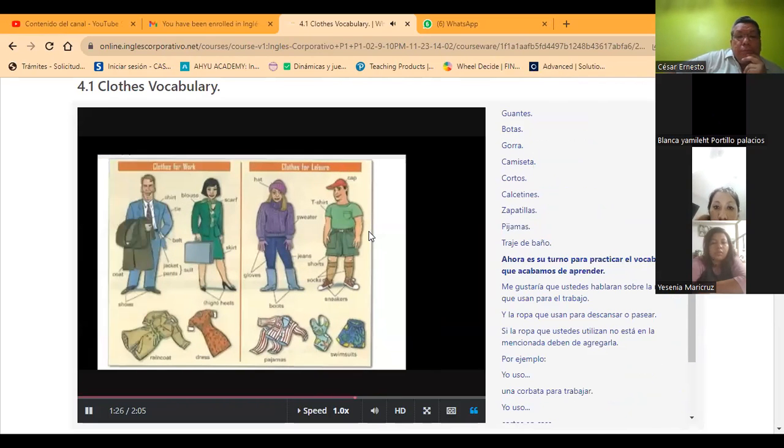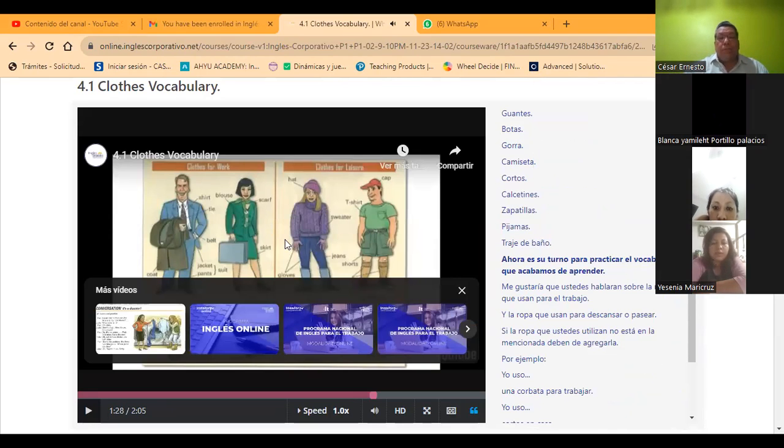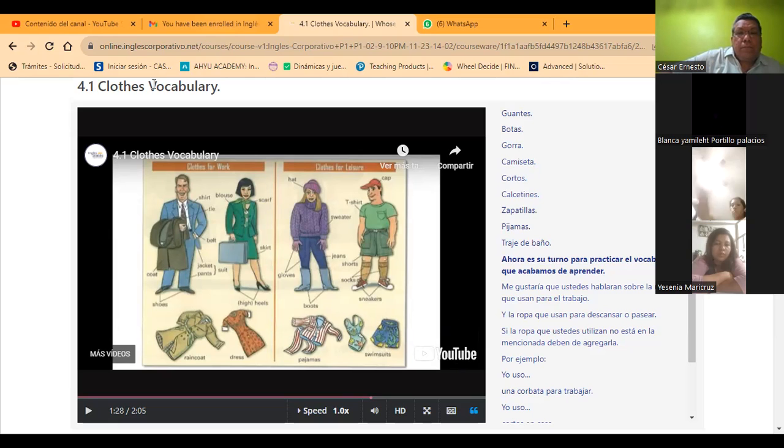Now it is your turn to practice the vocabulary. I honestly like this vocabulary, guys. I don't know if you already practiced how to say all of them, but in case you are still doubting how to say a specific one, you can ask me, okay? As you can see, let's repeat each of them first. You do it after me, please.